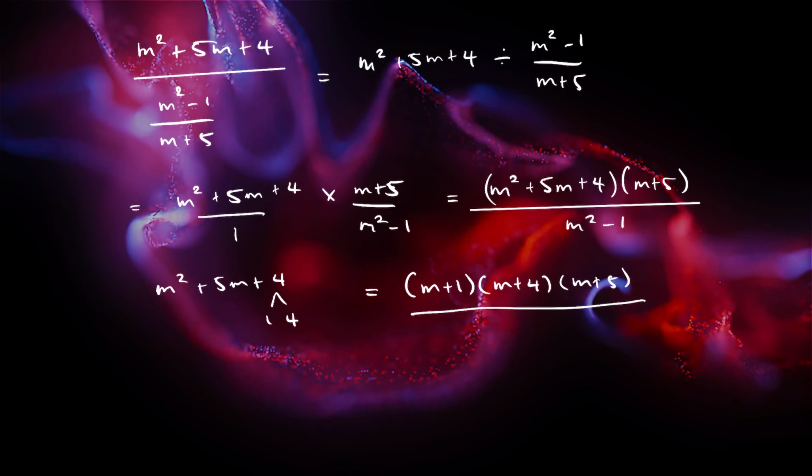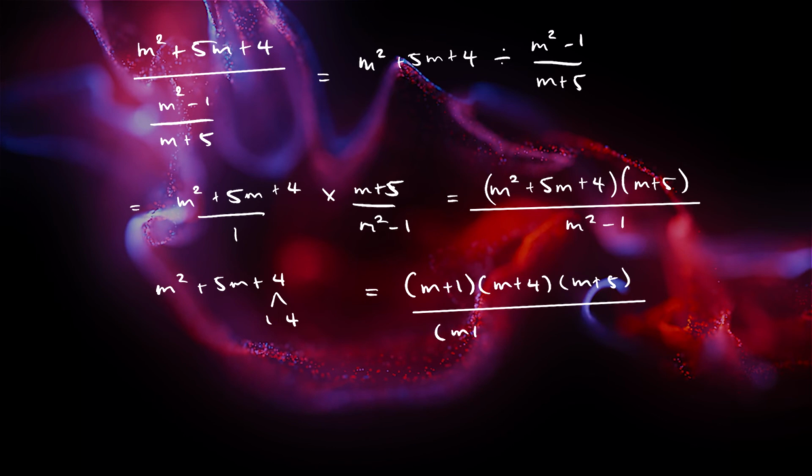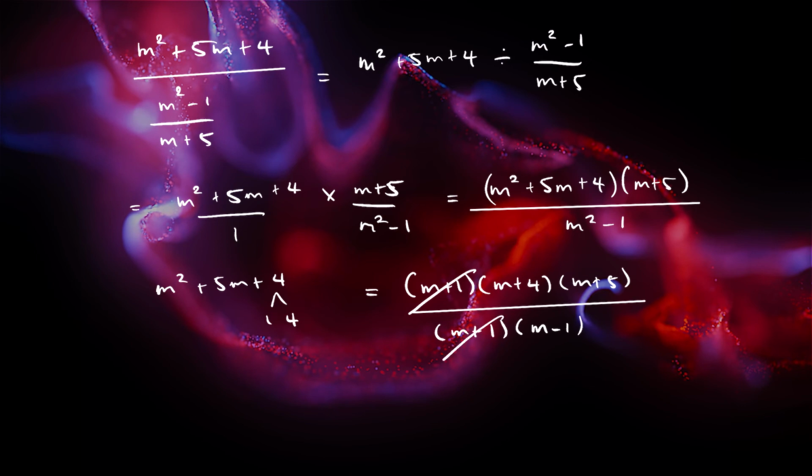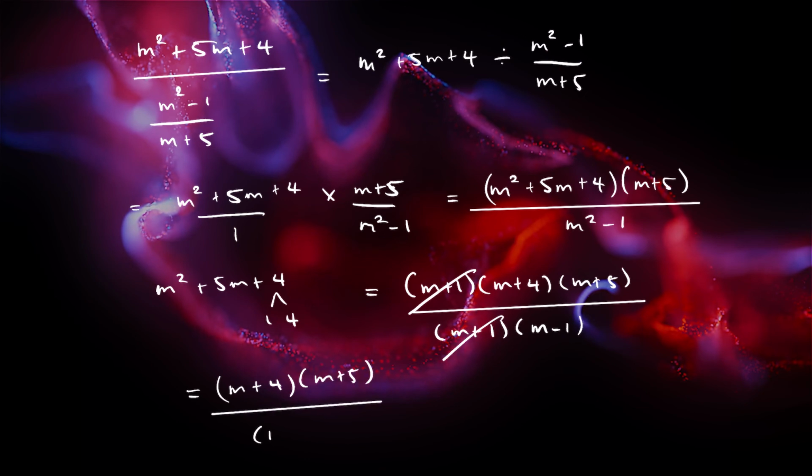Now, we can factorize the denominator as well. So m squared minus 1, this is a difference of 2 squares. So this would give us (m plus 1)(m minus 1). I'll let you convince yourself that that is true. So now we've factorized the top and the bottom. We're going to see what cancels out. So we see that there's m plus 1 on both the numerator and the denominator. So let's cancel those out and see what we're left with. We're left with (m plus 4)(m plus 5) over (m minus 1). Now, we can't go any further, so this is our fully simplified answer.